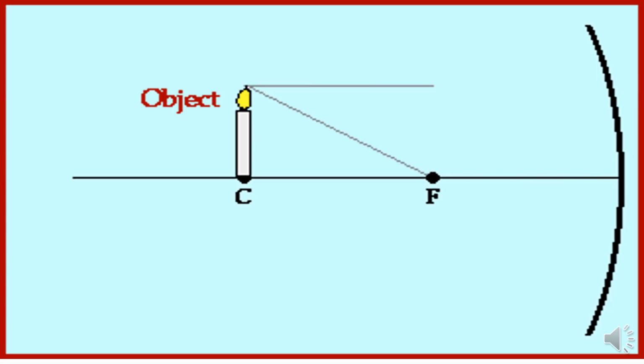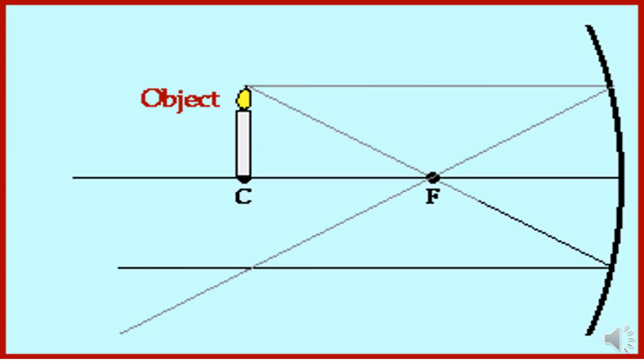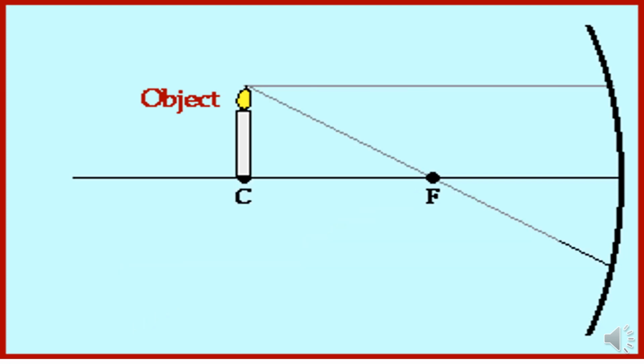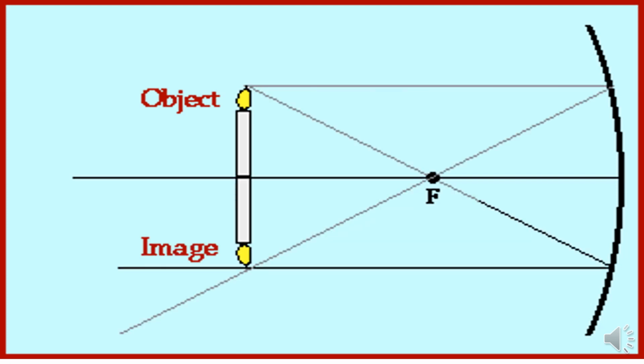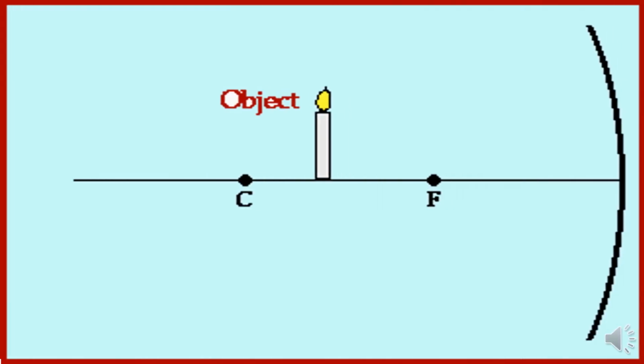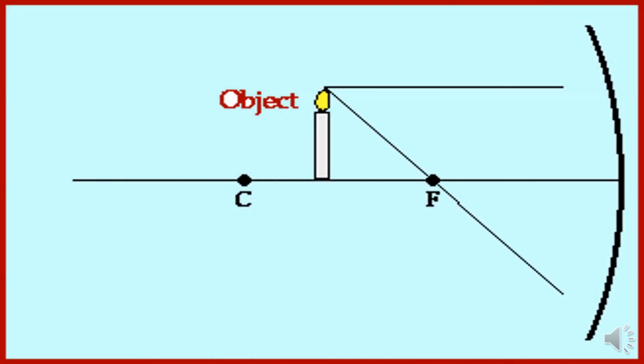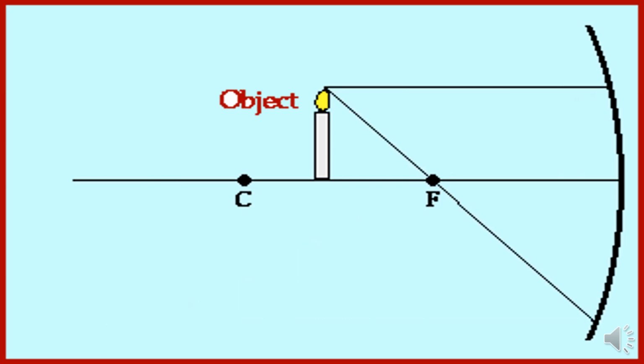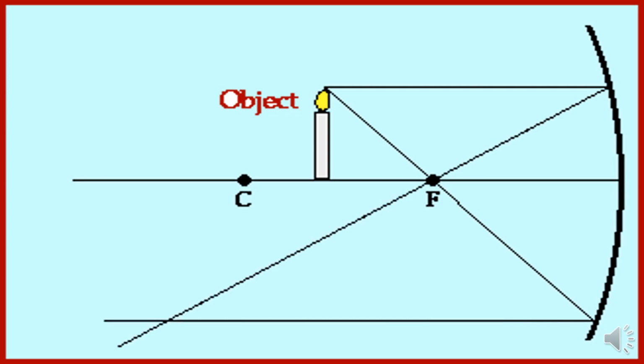When an object is placed at the center of curvature in front of a concave mirror, a real, inverted, same-size image is formed at the center of curvature. When an object is placed between the center of curvature and the principal focus of a concave mirror, a real, inverted, enlarged image is formed beyond the center of curvature.